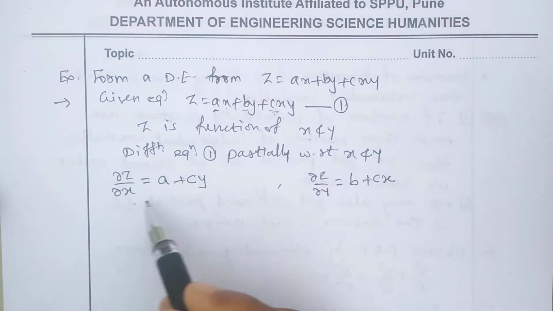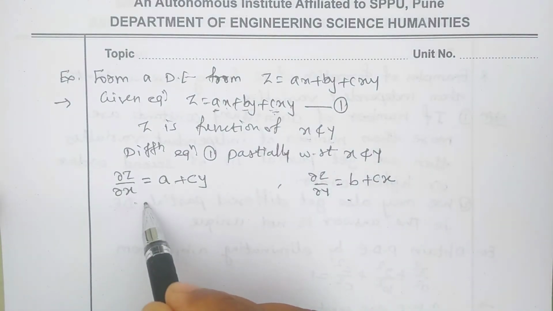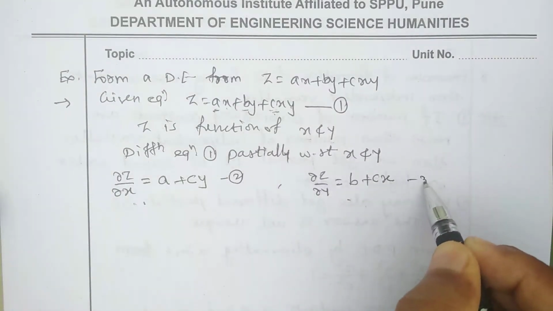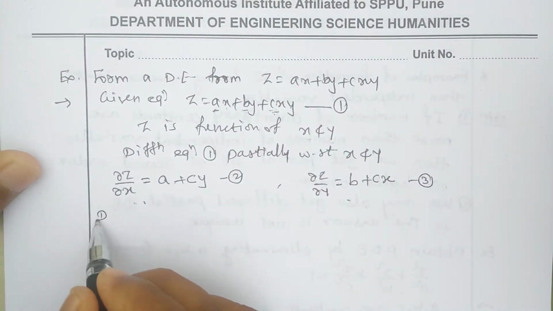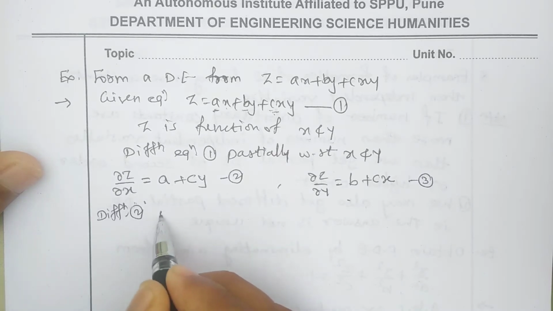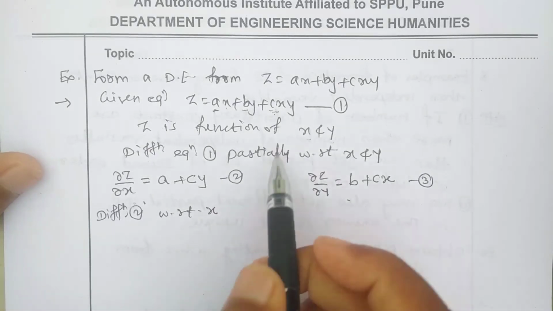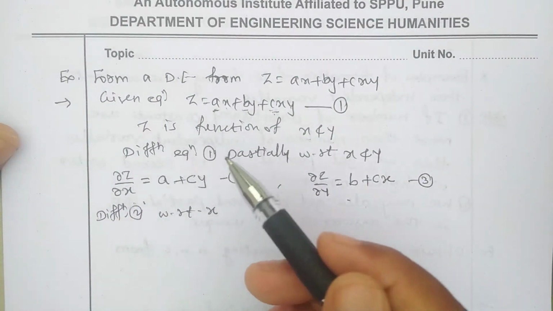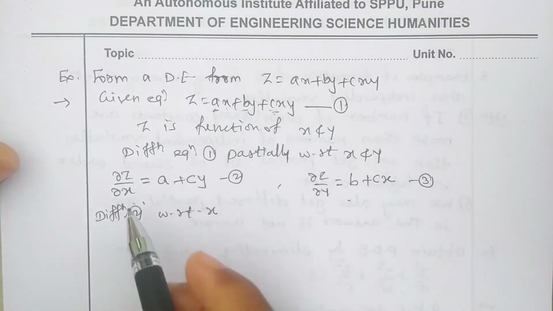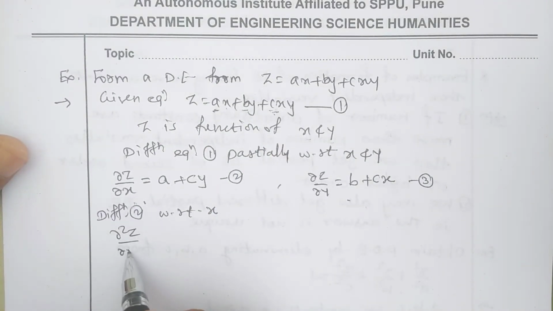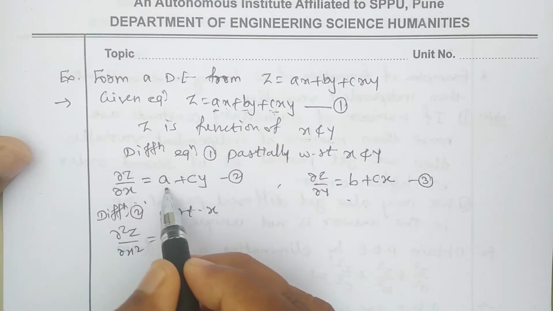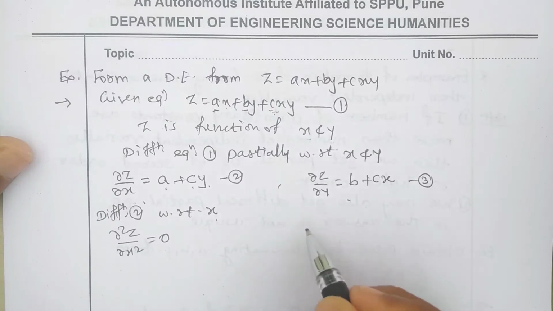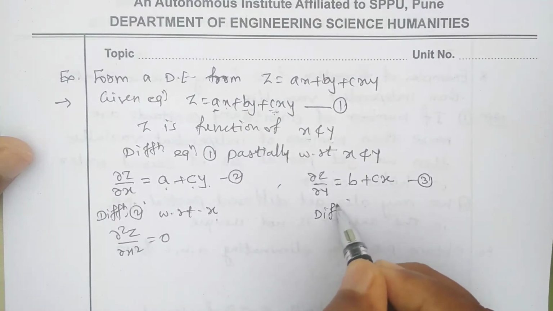Now differentiate this with respect to x and that with respect to y; we call them equation number 2 and equation number 3. Now differentiate 2 partially with respect to x. Since we need a second order differential equation or higher order, we must differentiate it again. So this is ∂²z/∂x². This a is a constant term and cy is also a constant term with respect to x, so the derivative will be 0.